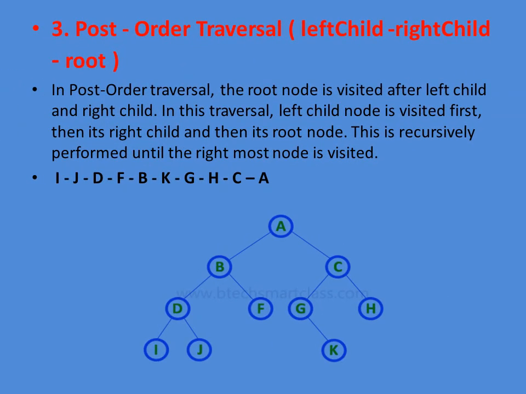Post-order traversal. In post-order traversal, the root node is visited after the left child and right child. In this traversal, the left child node is visited first, then its right child and then its root node. This is recursively performed until the rightmost node is visited. Here in this below example, we have the order as I, J, D, F, B, K, G, H, C and finally A.